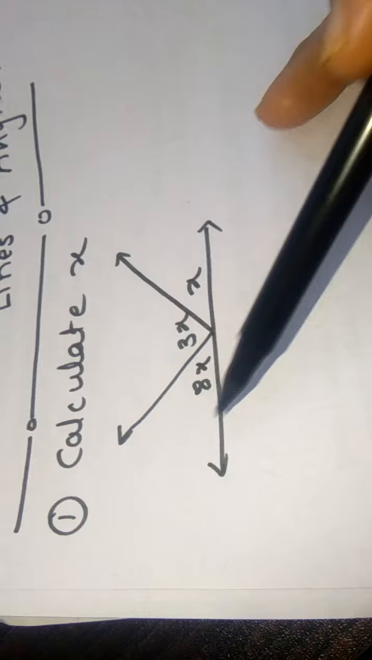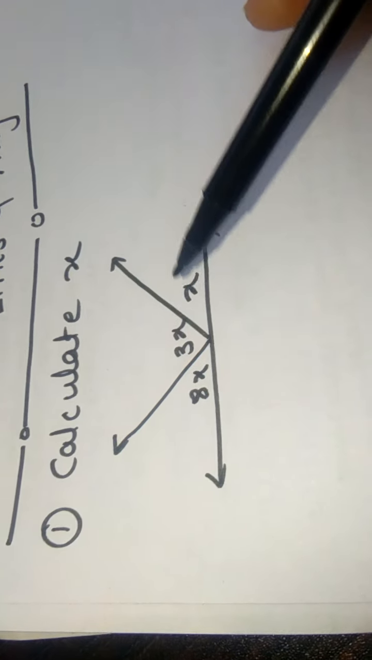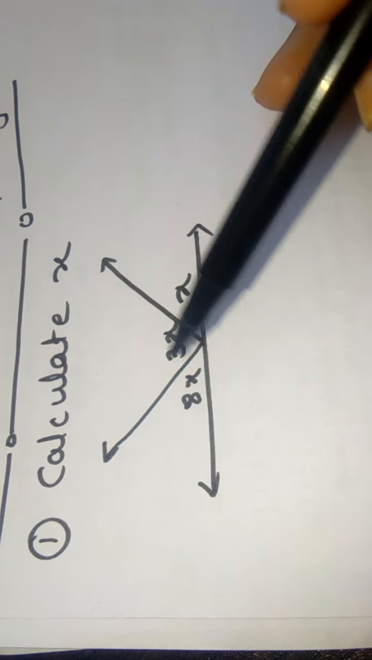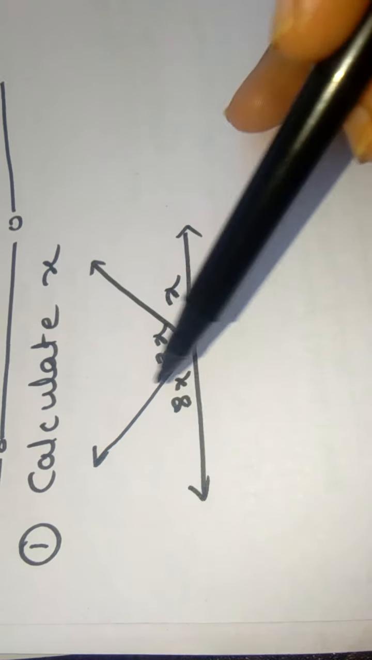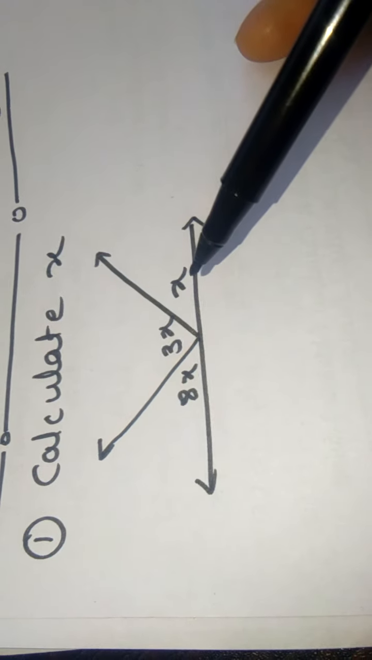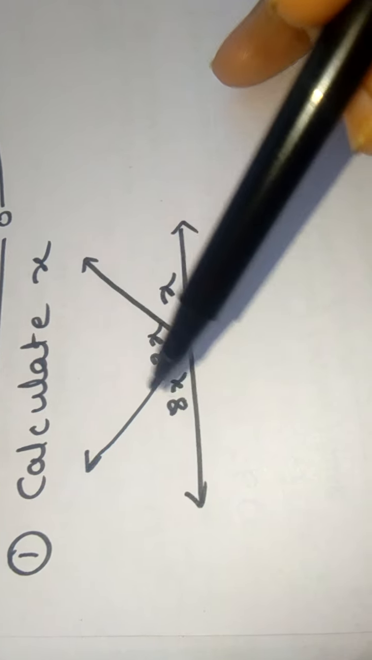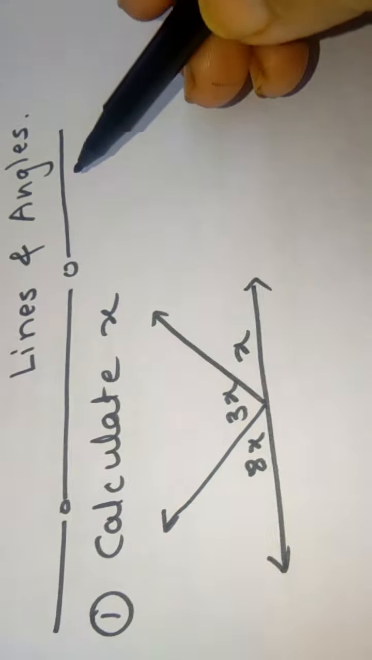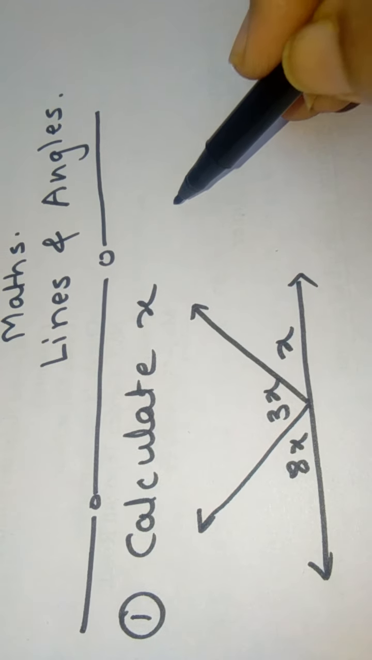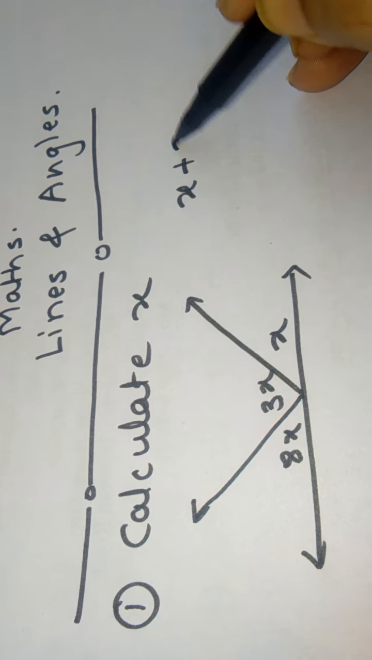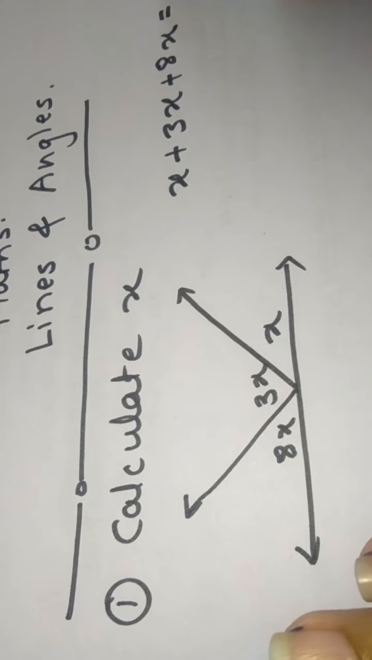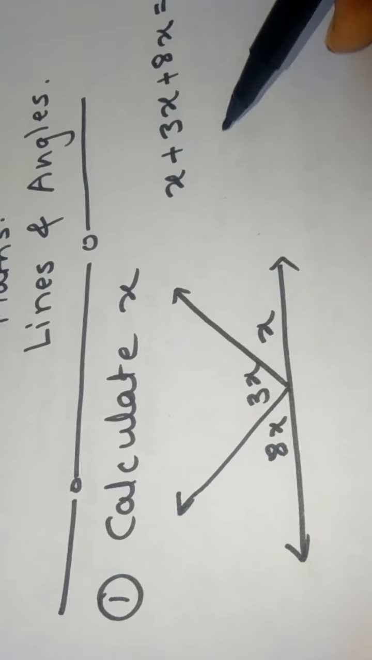From the given figure you have to calculate the value of x. See, these angles are x, 3x and 8x. From the figure we can observe that the sum of all these three angles is equal to 180. That is, they are angles in a linear pair. Therefore, x plus 3x plus 8x is equal to 180.